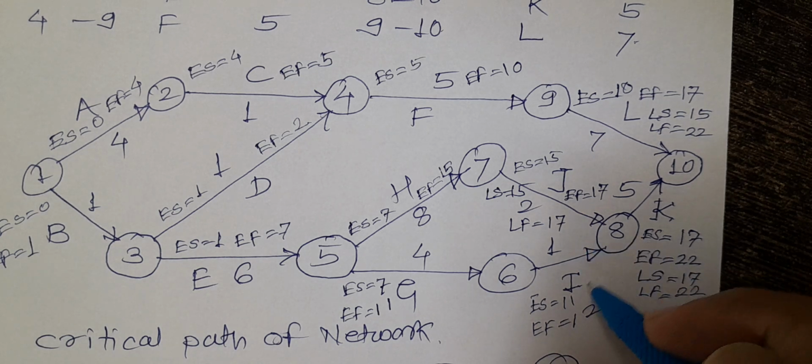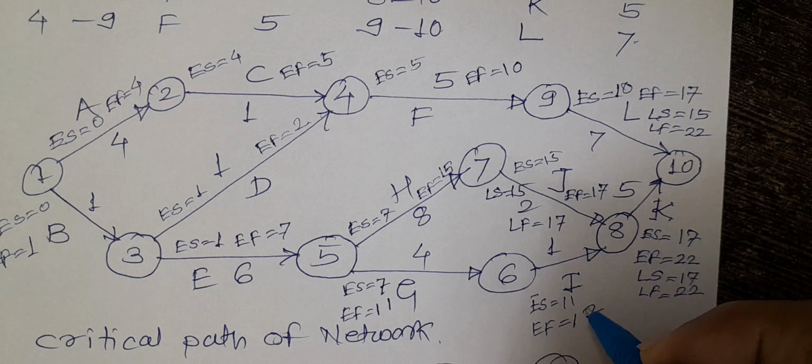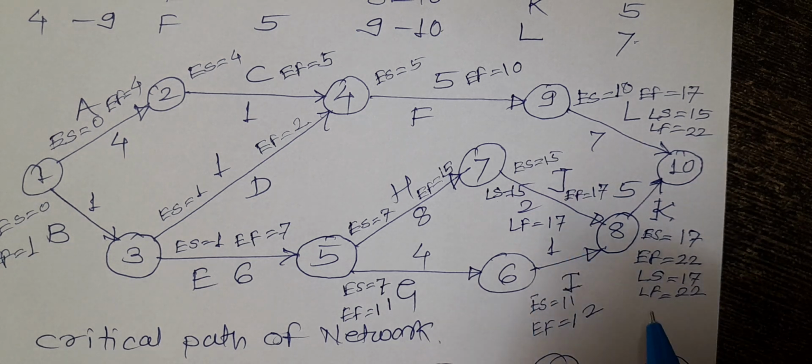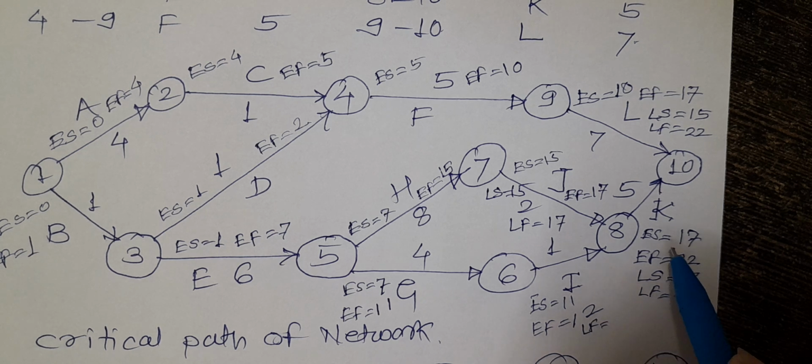Now come to the activity I. So this is the I activity. What is the latest finish for this activity? It is the latest start, so 17. And what is the latest start for this activity? 17 minus 1, that is 16.